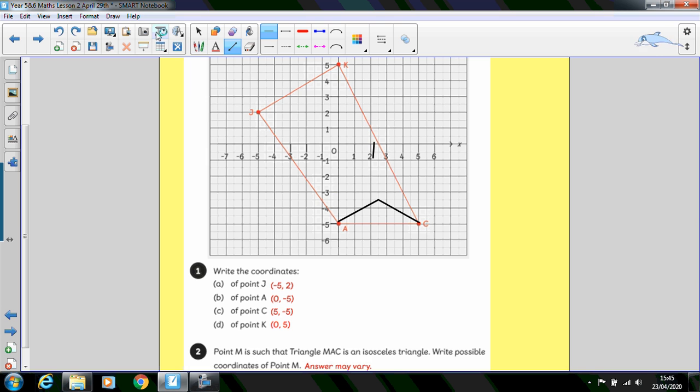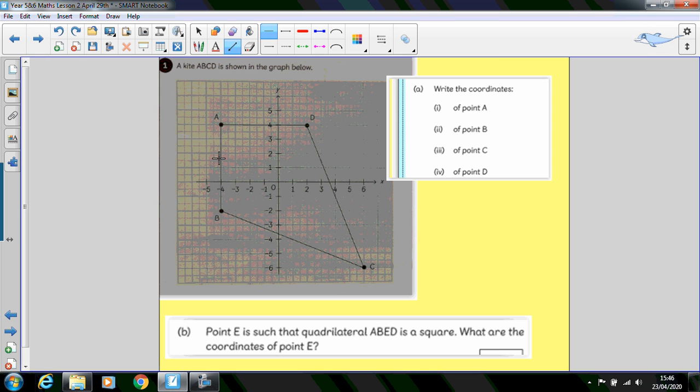So your answer could vary along that line on the x-axis here. So if I just press undo and make that clearer, the line would be along 2.5 here, and you could have a coordinate anywhere along here. Okay, so let's go on to the next slide.